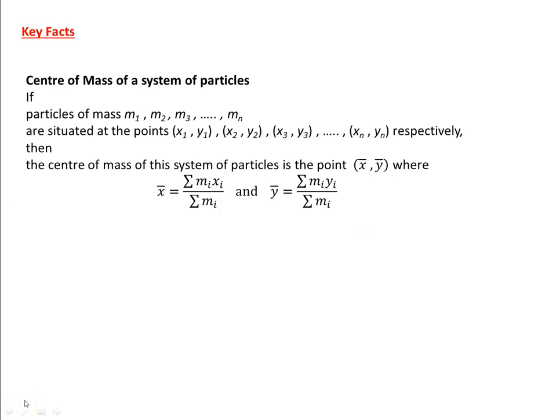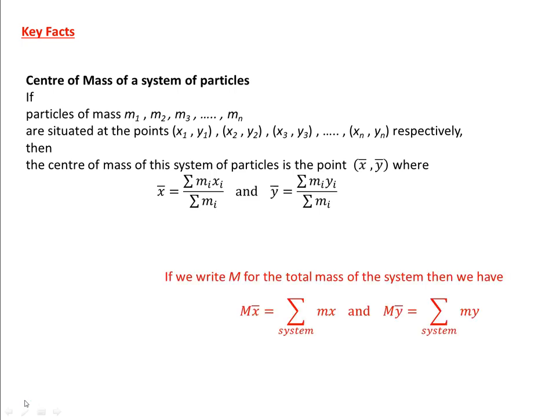So for key facts, if we have a system of particles where the first particle has mass m1 and is situated at the point x1, y1, the second has mass m2 and is situated at the point x2, y2, and so on all the way along to the final particle having mass mn and situated at the point xn, yn, then the centre of mass of this system is at the point x bar, y bar, where x bar is the sum of the mx's divided by the total mass, in other words the sum of the masses, and y bar is the sum of the my's divided by the total mass, in other words the sum of all the masses.